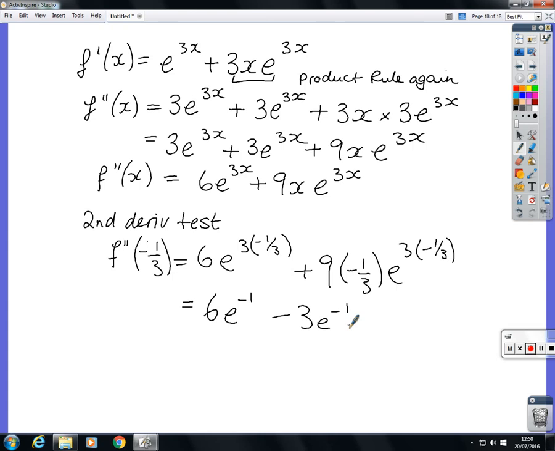e to the negative 1 is the same as 1 over e. So this is 6 over e, subtract 3 over e. Since e is a number 2.7 and so on, this is a positive. You can evaluate it on the calculator if you like.